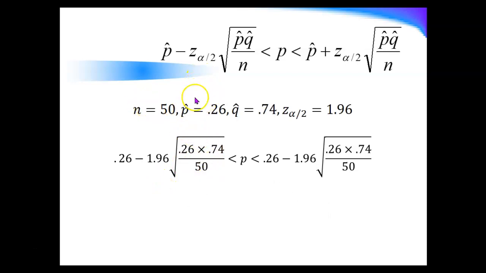Now, when we put all those numbers into the formula, here's what it looks like. It's 0.26 minus 1.96 times the square root of 0.26 times 0.74 over 50, and then 0.26, oops, this should have been a plus. I meant to change that to a plus 1.96 times the square root of 0.26 times 0.74 over 50. So let's put that into the calculator and see what we get.